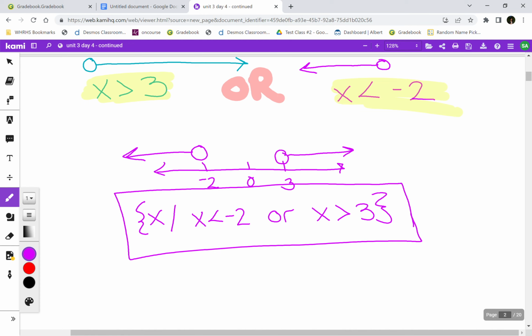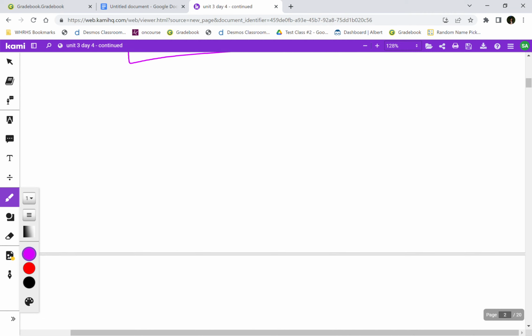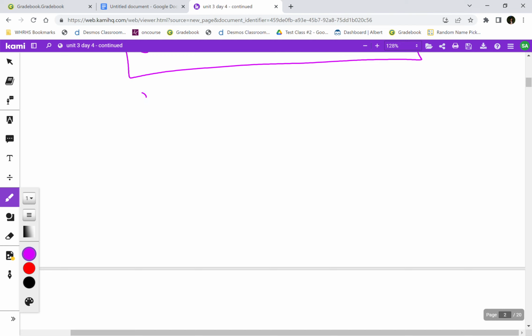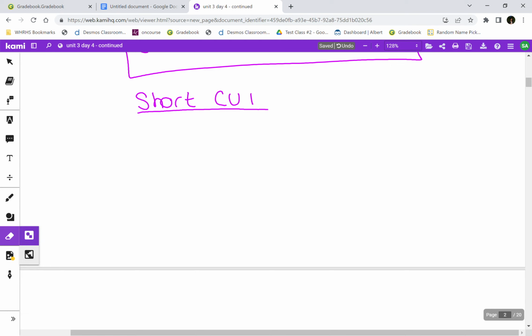Okay, are we ready for the shortcut? All right, let's talk about the shortcut now. You're not going to like the shortcut, but I'm telling you, the more you practice with it, the better you'll get at it.